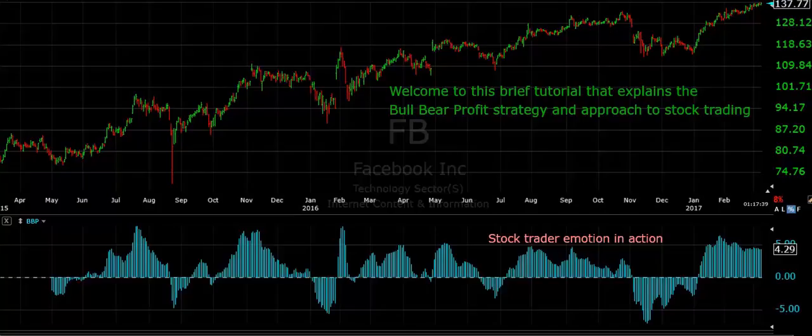Hello and welcome to this brief tutorial that explains the bull-bear profit strategy and approach to stock trading. We'll cover 6 well-known stocks to show the strategy in action.